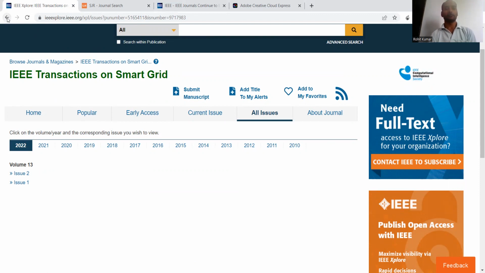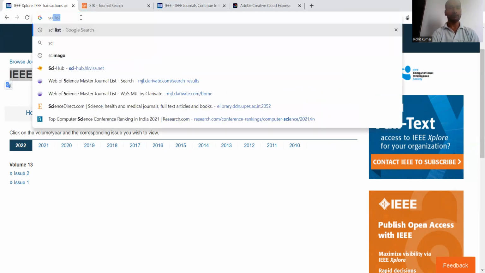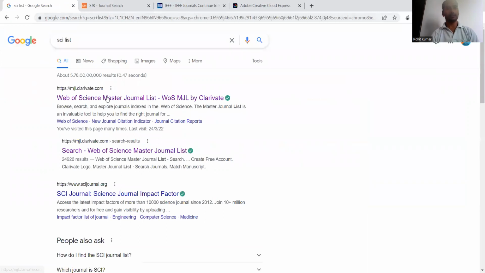Okay, so you should always go for the current or the early access articles, and then you should see the quality of the articles. Then you should see first whether the journal is SCI, second whether it's Q1 or Q2 indexed, then you should go for impact factor. So now we are going to jump directly to the SCI indexing. So we are going to search the SCI list.